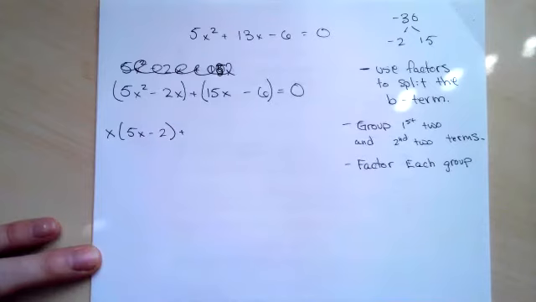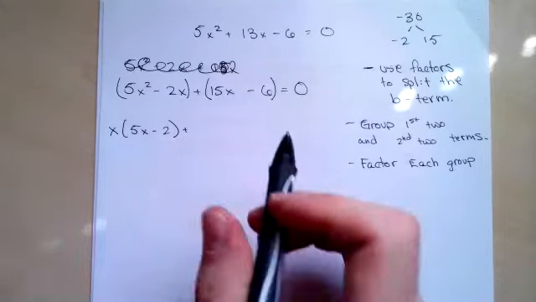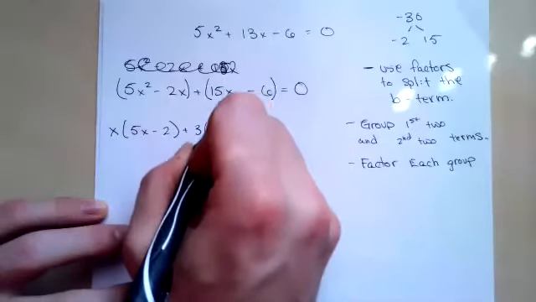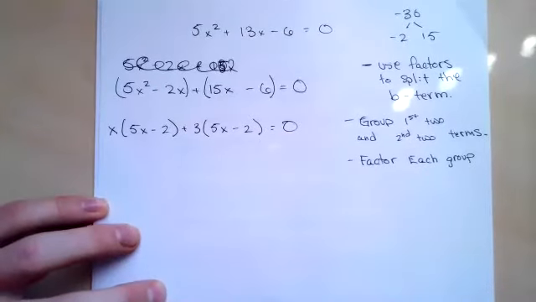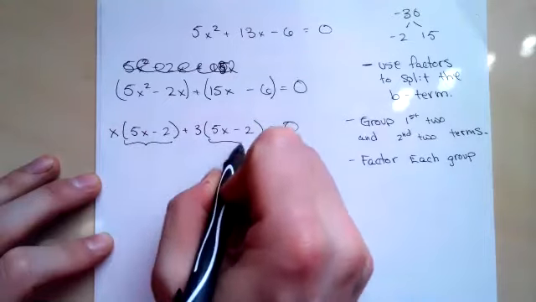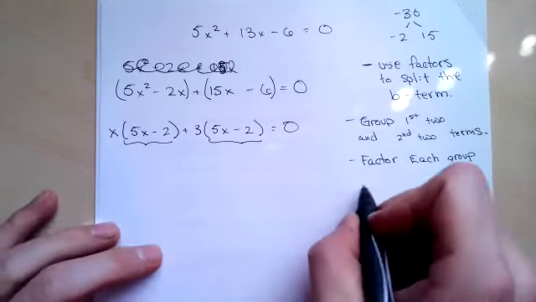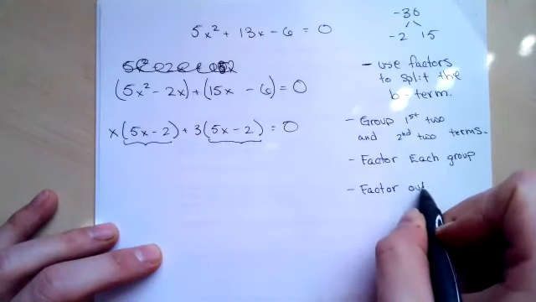And we move on to the next grouping. It is 15x and negative 6. What is the biggest factor we can pull out of both of those numbers? Should be 3. So we'll have a 3. And what do we have left? We'll have a 5x minus 2. And this should always work out. Notice that once you factor each of those groupings, what is left is the same thing. Should be exactly the same now in both groupings. And now we can factor out the common grouping.